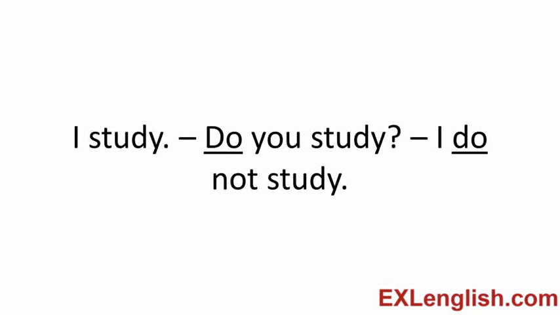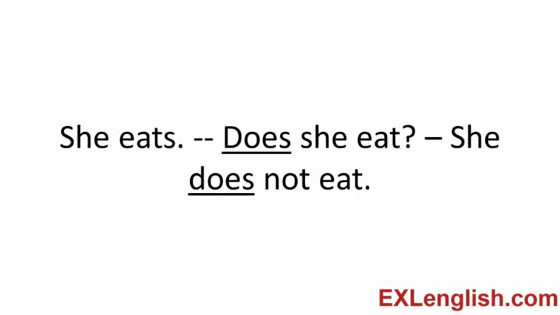Dummy. The helping verb do, does, and did can play the role of a dummy verb when it is transformed from a sentence that has only one main verb to an interrogative or negative. Get a load of this. I study. Do you study? I do not study. She eats. Does she eat? She does not eat.